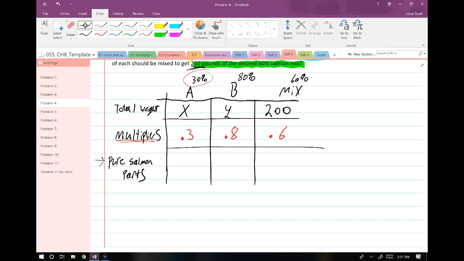All right, so remember, now we're going to do the last entries just like we did the ones before. So I multiply 0.3 by x to get 0.3x, 0.8 by y to get 0.8y, and then here's the key part. We got to multiply these last two entries because this is a classic mixture problem. So 0.6 times 200 should give me 120.